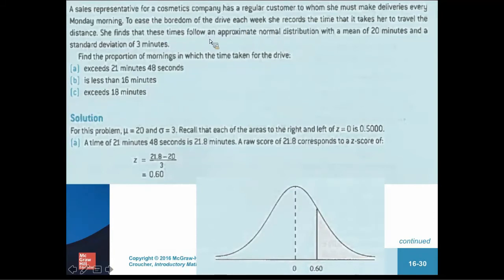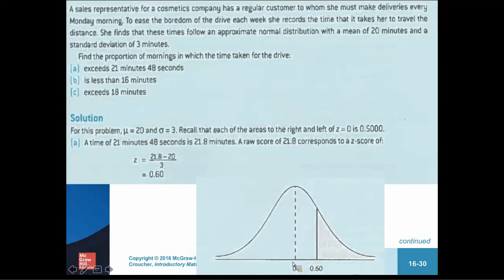So a sales rep is doing some deliveries. Looking for the average time, 20 minutes, standard deviation of 3. We're going to find the proportion in which it exceeds 21 minutes 48 seconds, is less than 16 minutes, and exceeds 18 minutes. Three parts of the question, three calcs to do.